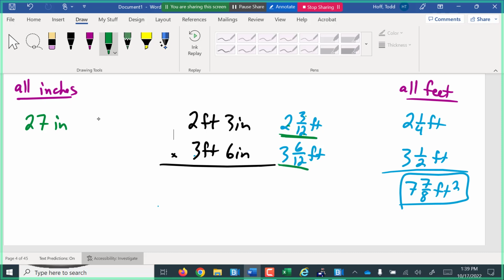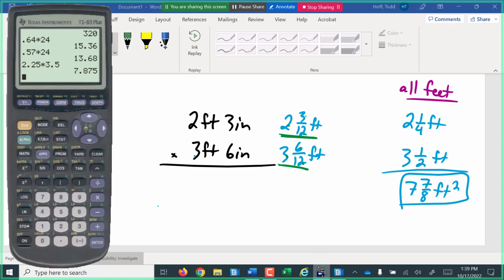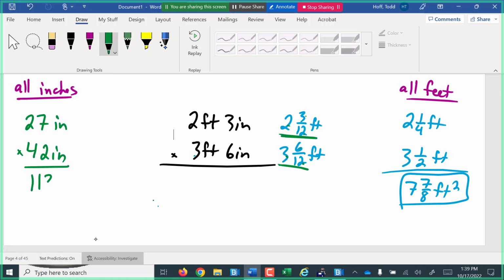The same here. If I turn that into an improper fraction, I do 3 times 12 is 36, plus 6 is 42 inches. So now I multiply 27 times 42 is 1,134 square inches.